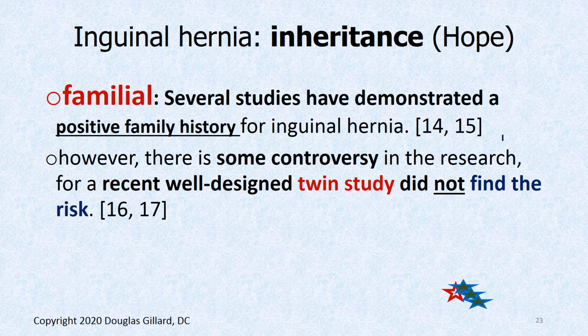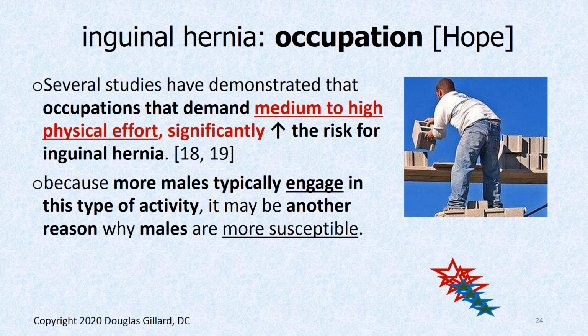There's some inheritance history there, although it's a little shaky. If your mom and dad have had an inguinal hernia, your chances seem to be increased. However, a couple sets of twin studies didn't demonstrate this, so that might be a little shaky there. Occupation is definitely a risk factor. People who do medium to high physical effort jobs like construction are definitely at risk.